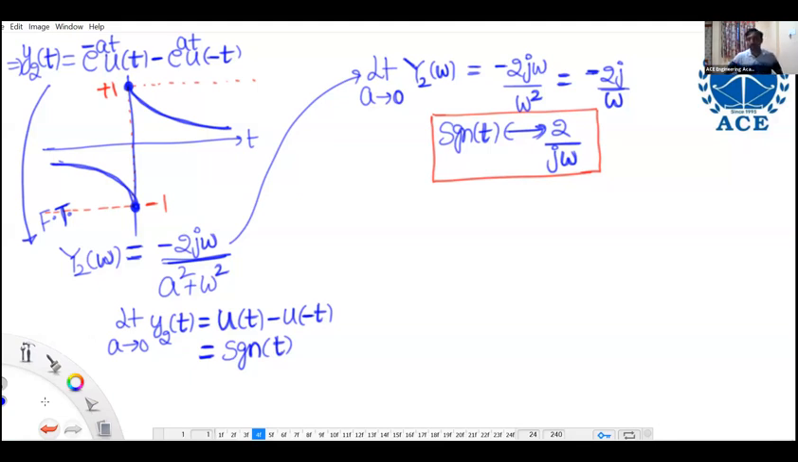Everyone respond. Is the signum function an energy signal or a power signal? Just recollect our energy and power signal concept. A signal which maintains constant amplitude for infinite length is which signal? Recollect everyone, power signal or not? A signal which maintains constant amplitude for infinite length is a power signal.